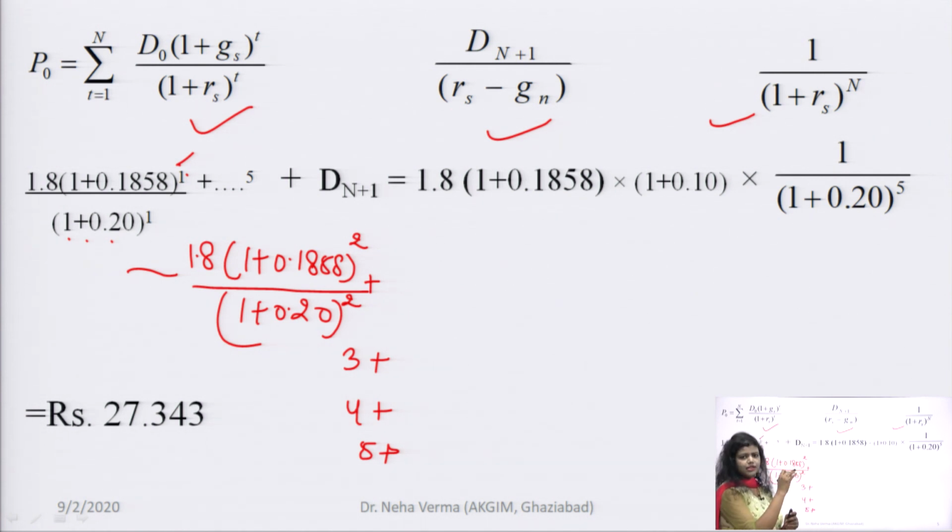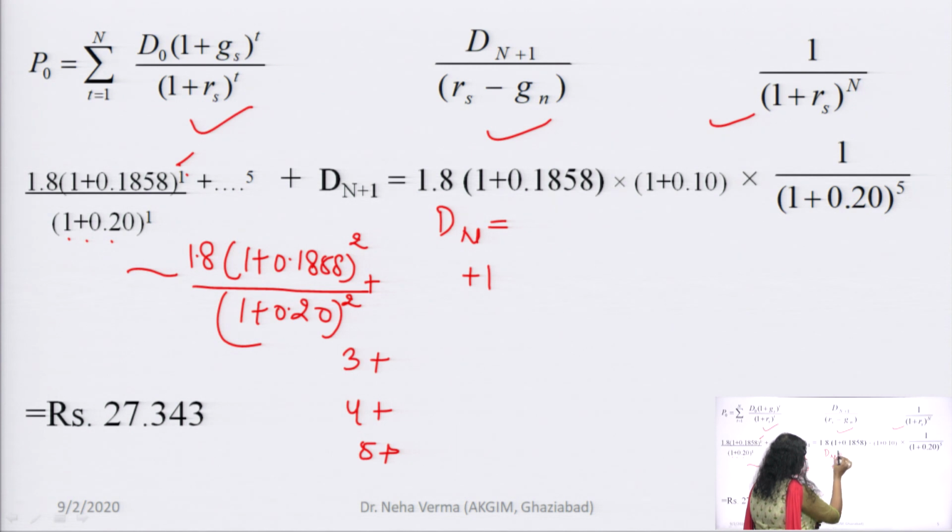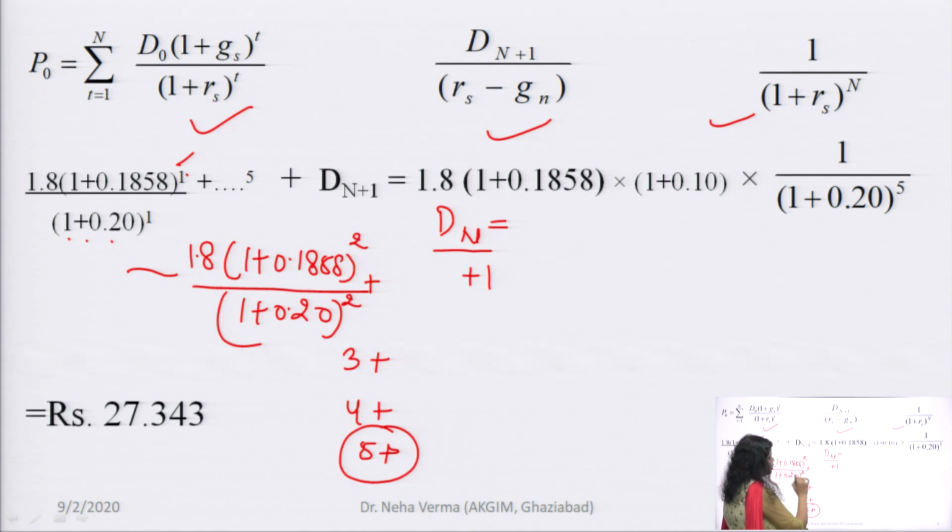Then coming to the second phase, now this is the solution of the first phase. Now we will calculate the value for the second phase. For the second phase, the first term is Dn plus 1 divided by Rs minus gn. Here Dn is the dividend for the last year of phase 1, and plus 1 refers to the growth rate of the next year. This is the dividend of the year where phase 1 actually ended. So phase 1 ended at the dividend value of year 5, so it will be the dividend for the fifth year.